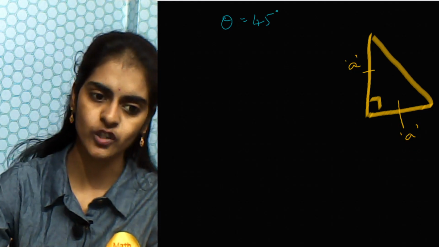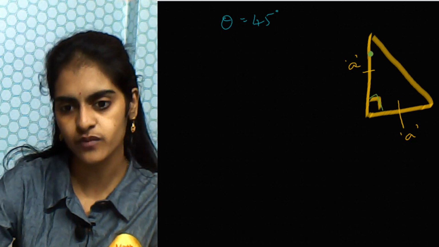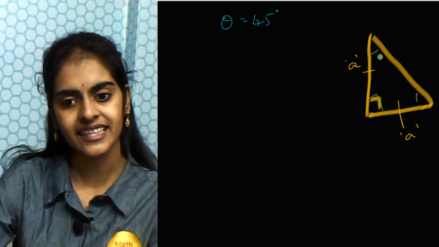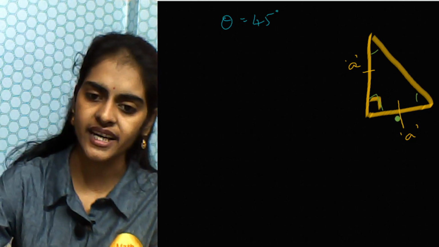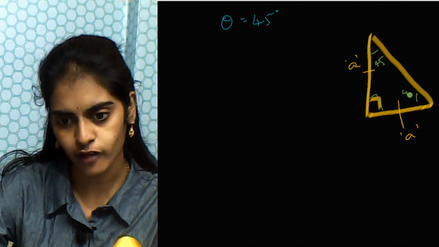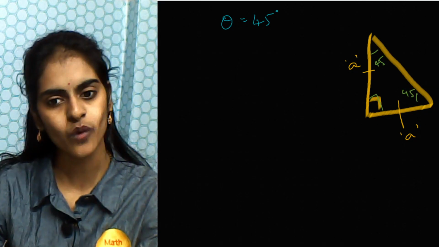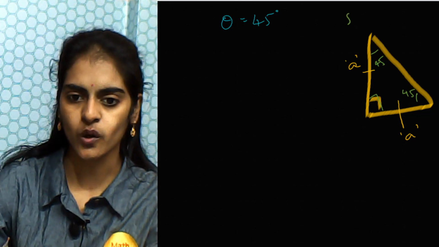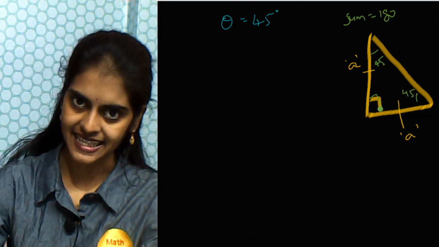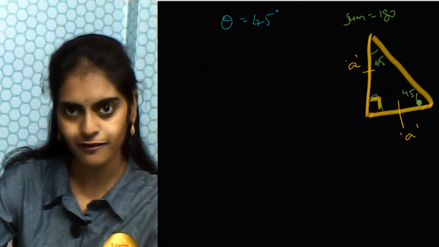Now as I told you, this is a right angle, which means this angle is 90 degrees, and these two angles are also the same, since in an isosceles triangle the other two angles are the same. This is 90, so this angle should be 45 and this also should be 45. Do you agree? Why? Because the sum of angles in a triangle is 180. One angle is 90 and these two angles are the same, so they are 45 and 45.